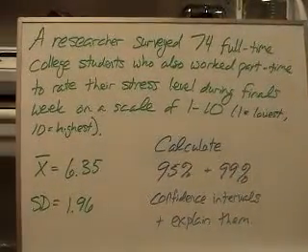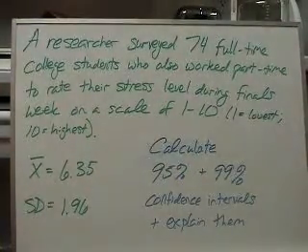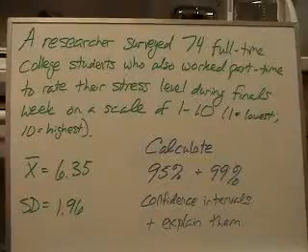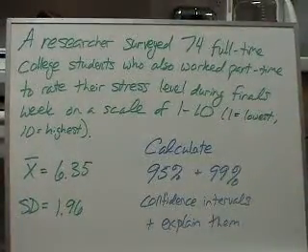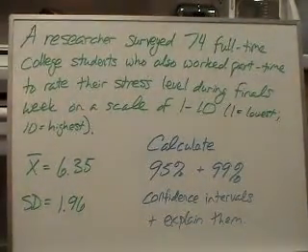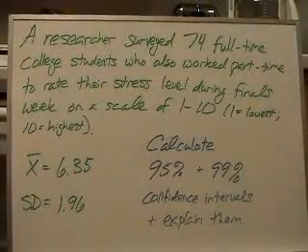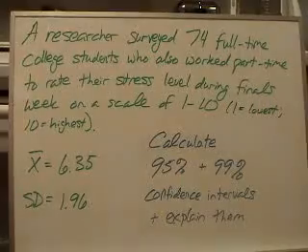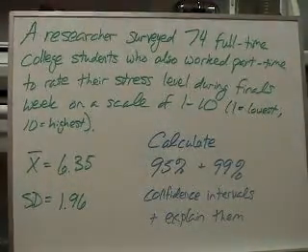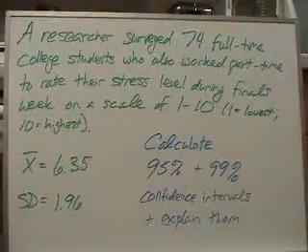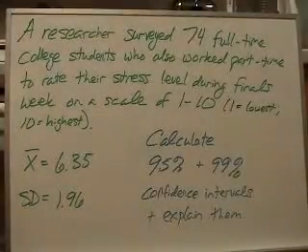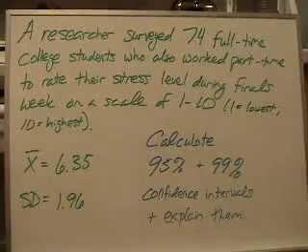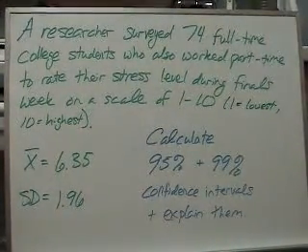So he or she takes a sample of 74 full-time college students who also work part-time and asks them to rate their stress level during finals week on a scale of 1 to 10, with 1 being the lowest and 10 being the highest. The researcher gets a sample mean of those 74 students of 6.35 and a standard deviation of 1.96. Now, based on that criteria, you should be able to calculate confidence intervals at both the 95 and 99% levels. So let's go ahead and walk through that problem now.